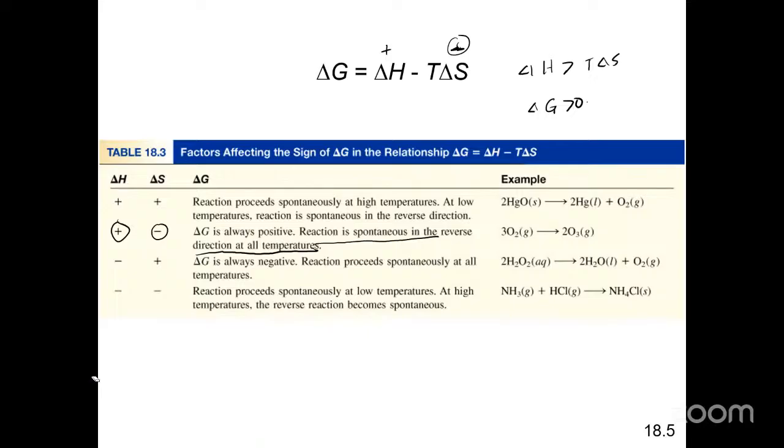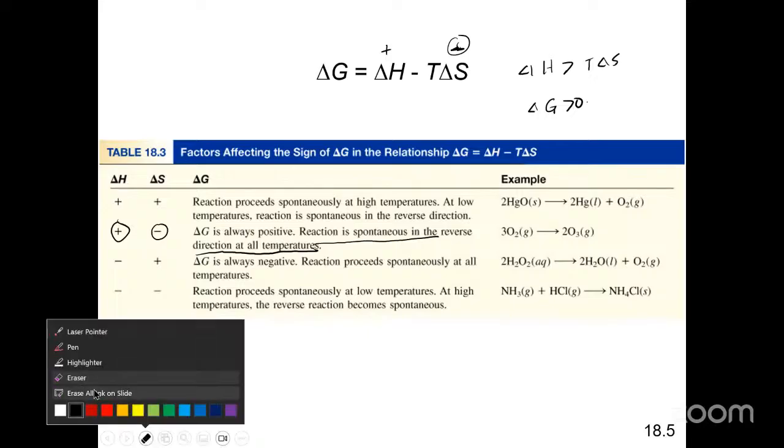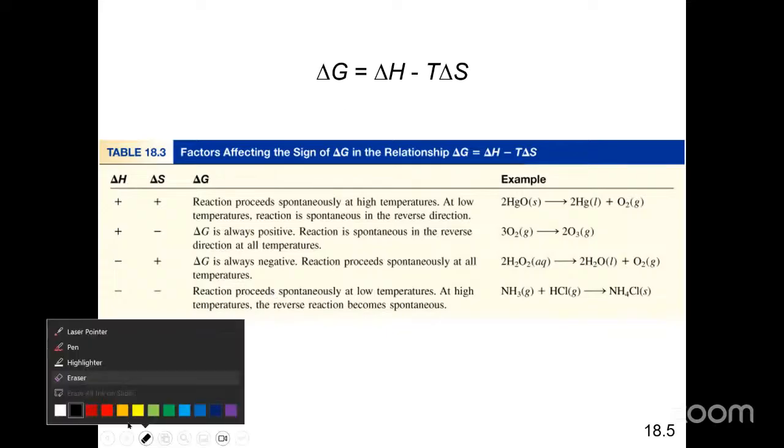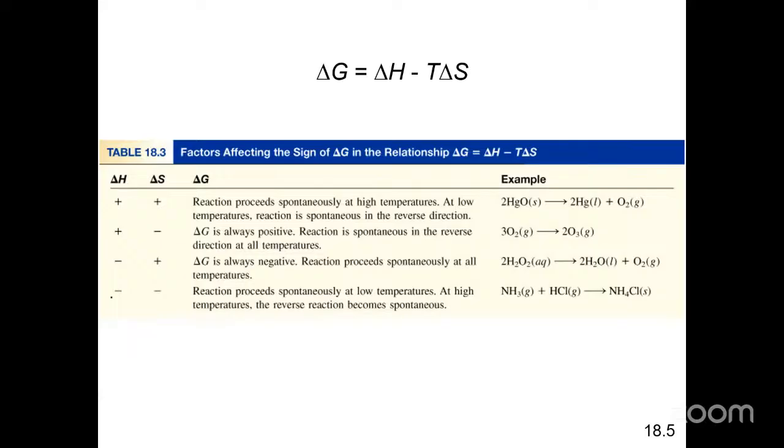Let me erase all this here. So, okay, the next situation is where we switch the signs from the previous one. So delta H is negative and delta S is positive, right? So the question is, what effect or what will be the result for delta G?